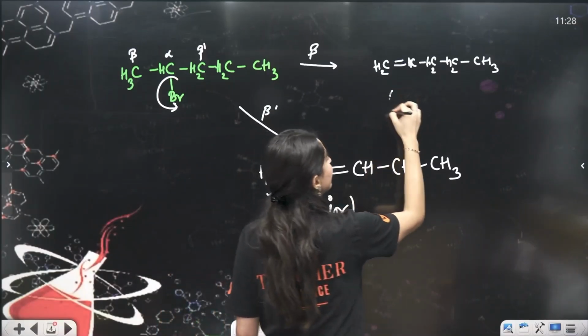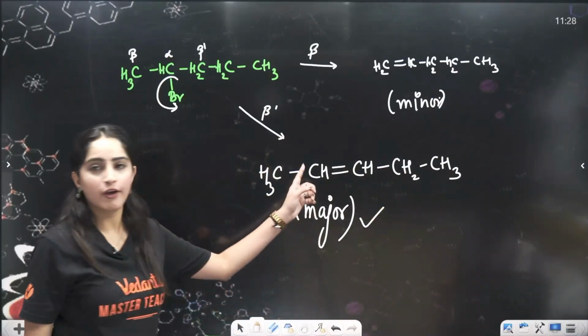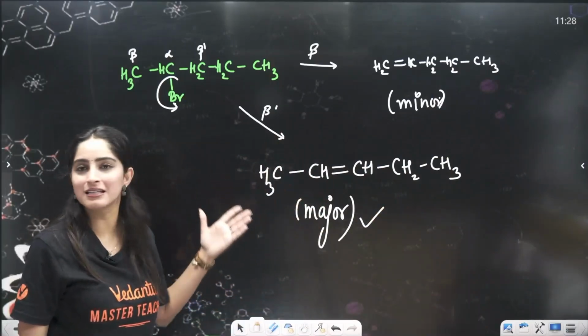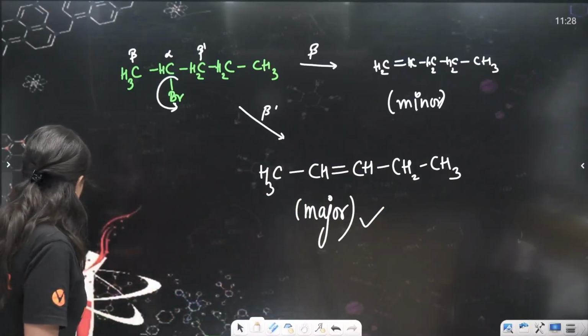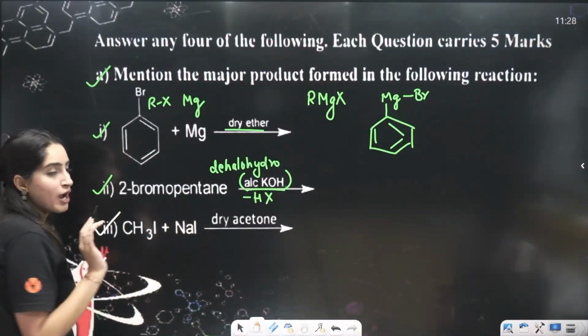This will be the minor product, right? In the option, if these two are given to you, you will take this answer, right? Major product. Now, next, third one is CH3I, NaI, dry acetone.